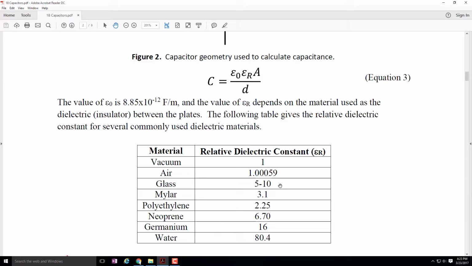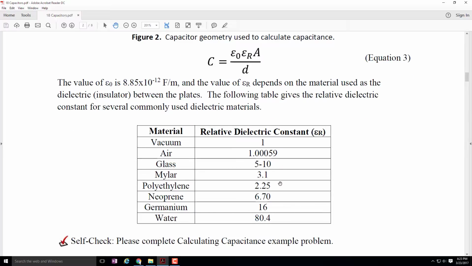Glass can vary depending upon the characteristics of the glass between 5 and 10. We have mylar, polyethylene, neoprene, germanium, and water. There are many other types of materials. By the way, notice how large the dielectric constant for water is. That's because the dielectric constant depends on how polar the material is. And water molecules are among the most polarized molecules that we know of.